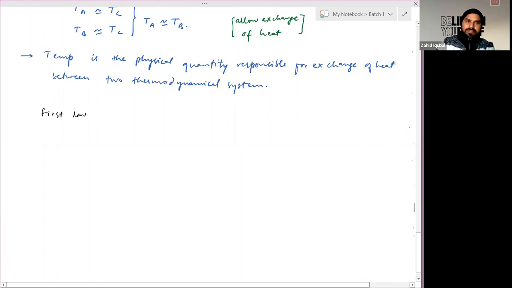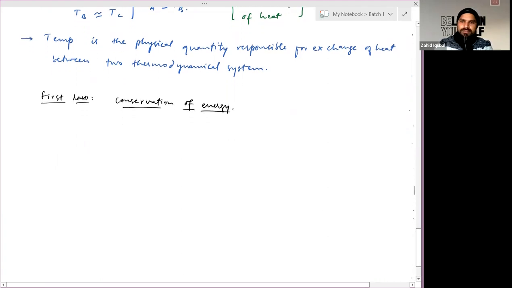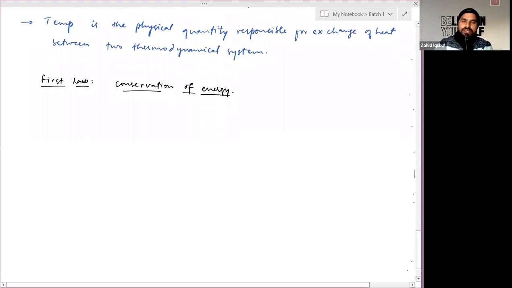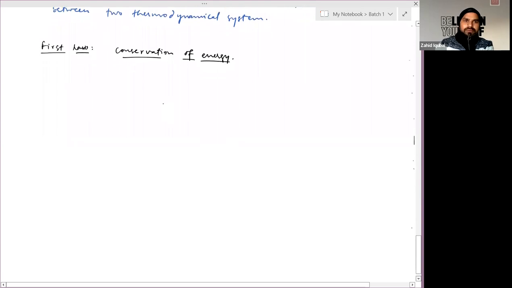First law of thermodynamics, which is based on conservation of energy. It means energy can neither be created nor destroyed, it is only transformed from one form to another.